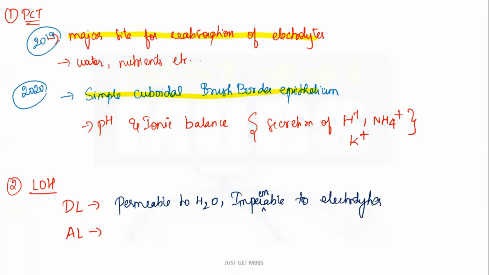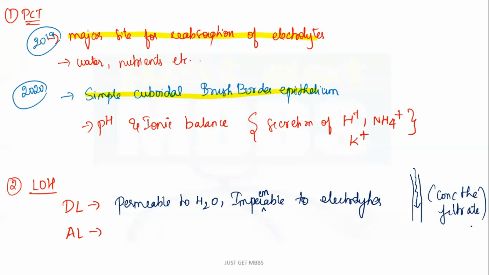So as the fluid moves downwards along the descending limb, it is going to allow all the water to move out. It is permeable to water. So descending limb is going to concentrate the filtrate. So it is going to increase the osmolarity of my filtrate that is coming in.